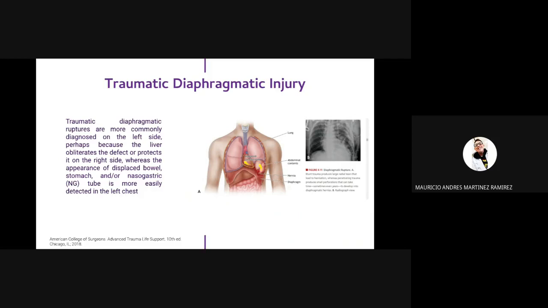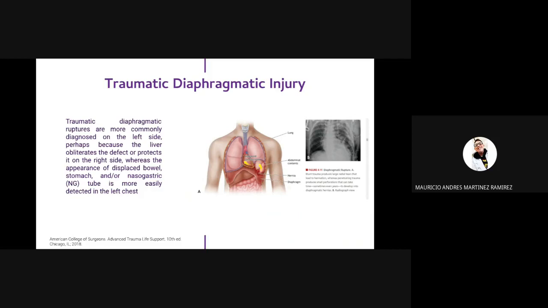Traumatic diaphragmatic injury is among the most difficult diagnoses to make in a traumatic setting. Traumatic diaphragmatic ruptures are most commonly diagnosed on the left side, perhaps because the liver obliterates the defect and protects it on the right side, whereas the appearance of displaced bowel, stomach, and/or nasogastric tube is more easily detected in the left chest.